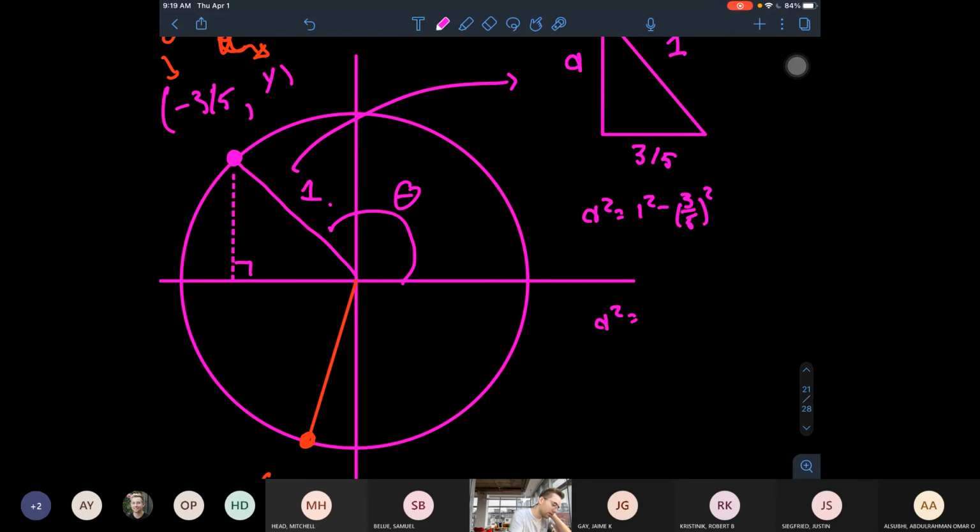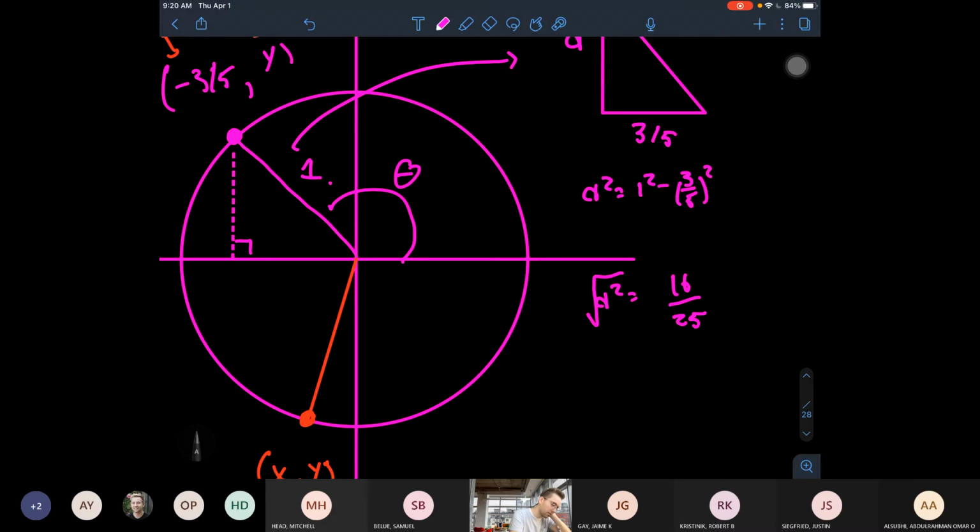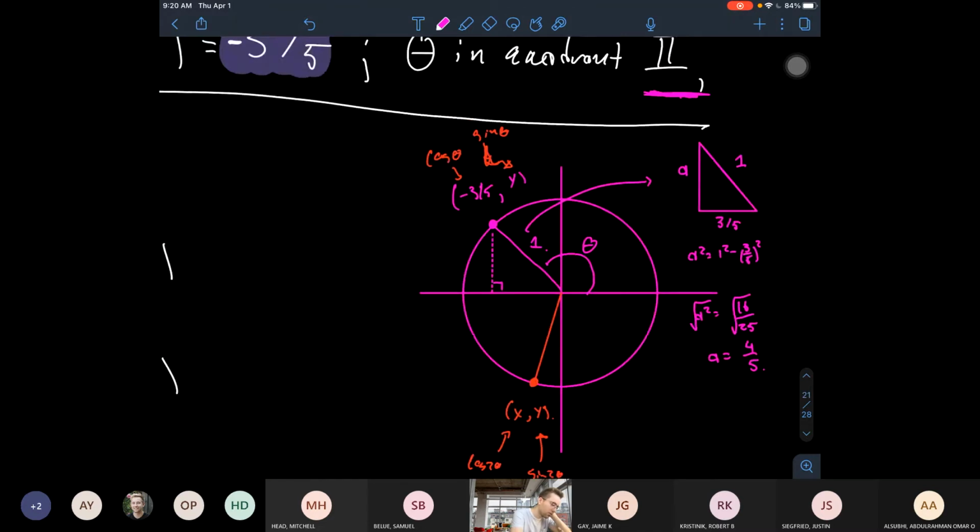25 over 25 minus 9 over 25 is 16 over 25. And then if I square root both sides, I'll get a should be equal to 4/5. So I know that the y value of this point here is actually 4/5.